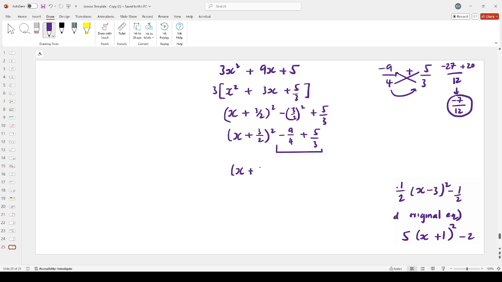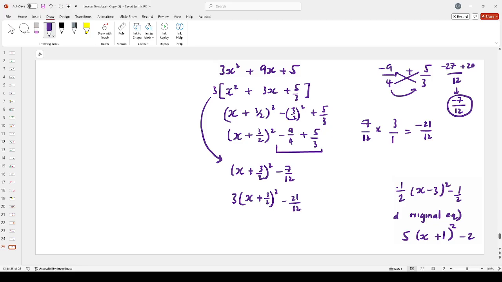So x plus 3 over 2, x minus 7 over 12. Who's happy with that? And then you bring down the 3 again. And that becomes 3x plus 3 over 2 x squared. And what is minus 7 over 12 times by 3? Well, we put it over 1. Who got minus 21 over 12? Let me know if you did, guys.